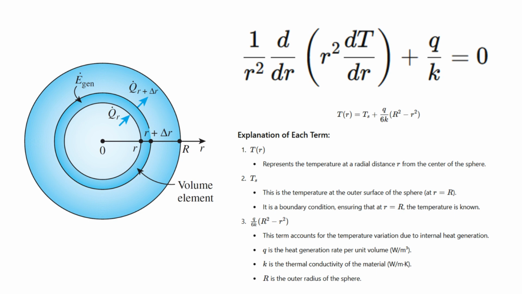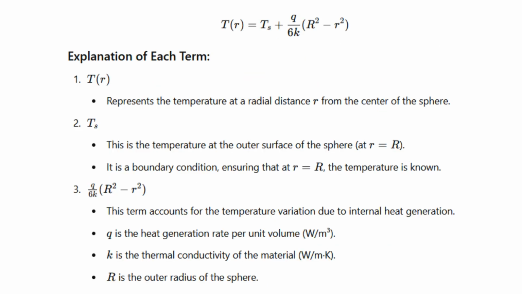Heat conduction in a solid sphere with uniform internal heat generation is governed by the well-known equation as you can see on the screen. The equation describes how heat moves inside a sphere. But what do these terms mean? Let us understand that. T is the temperature at a given point. r is the radial position measured from the center of the sphere. q is the heat generation rate per unit volume, W/m³. k is the thermal conductivity, which tells us how easily heat moves through the material.